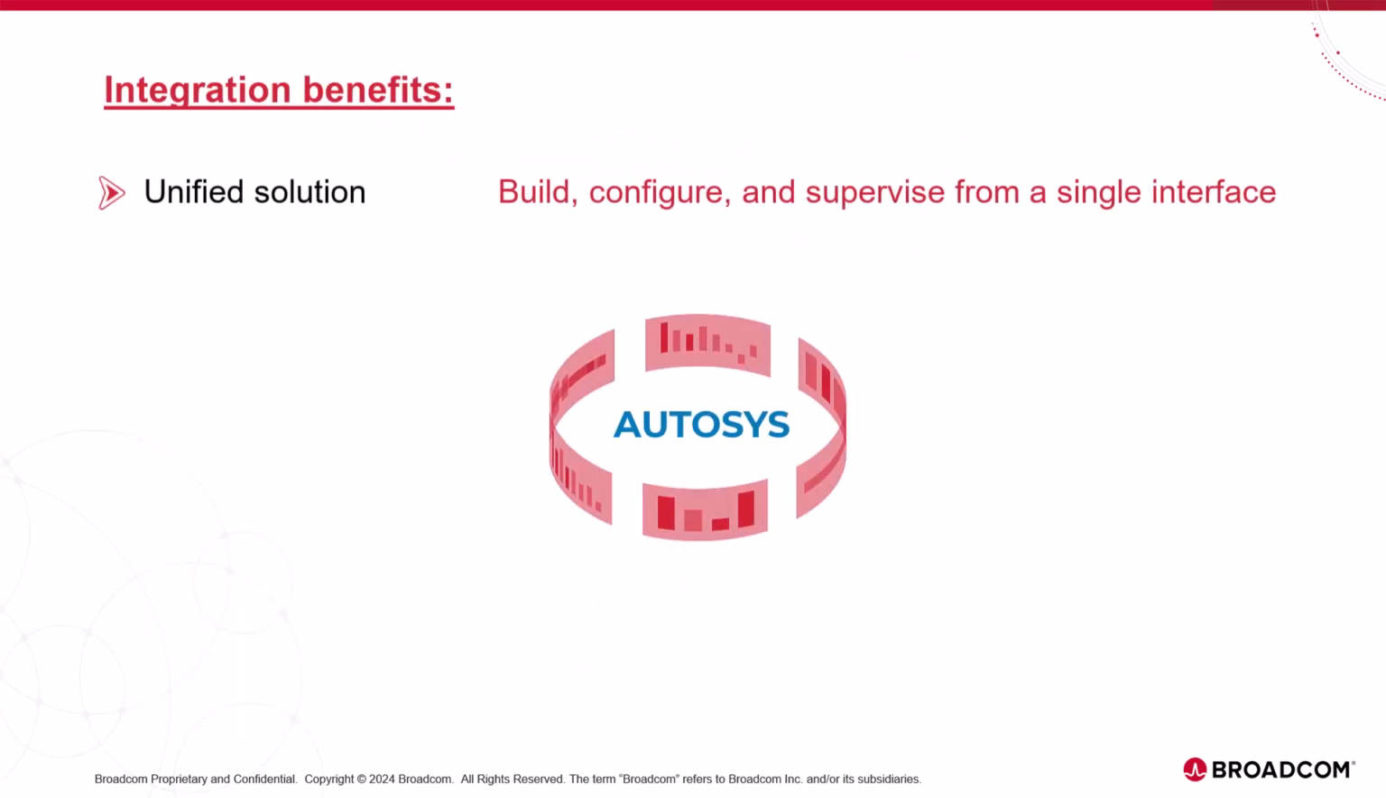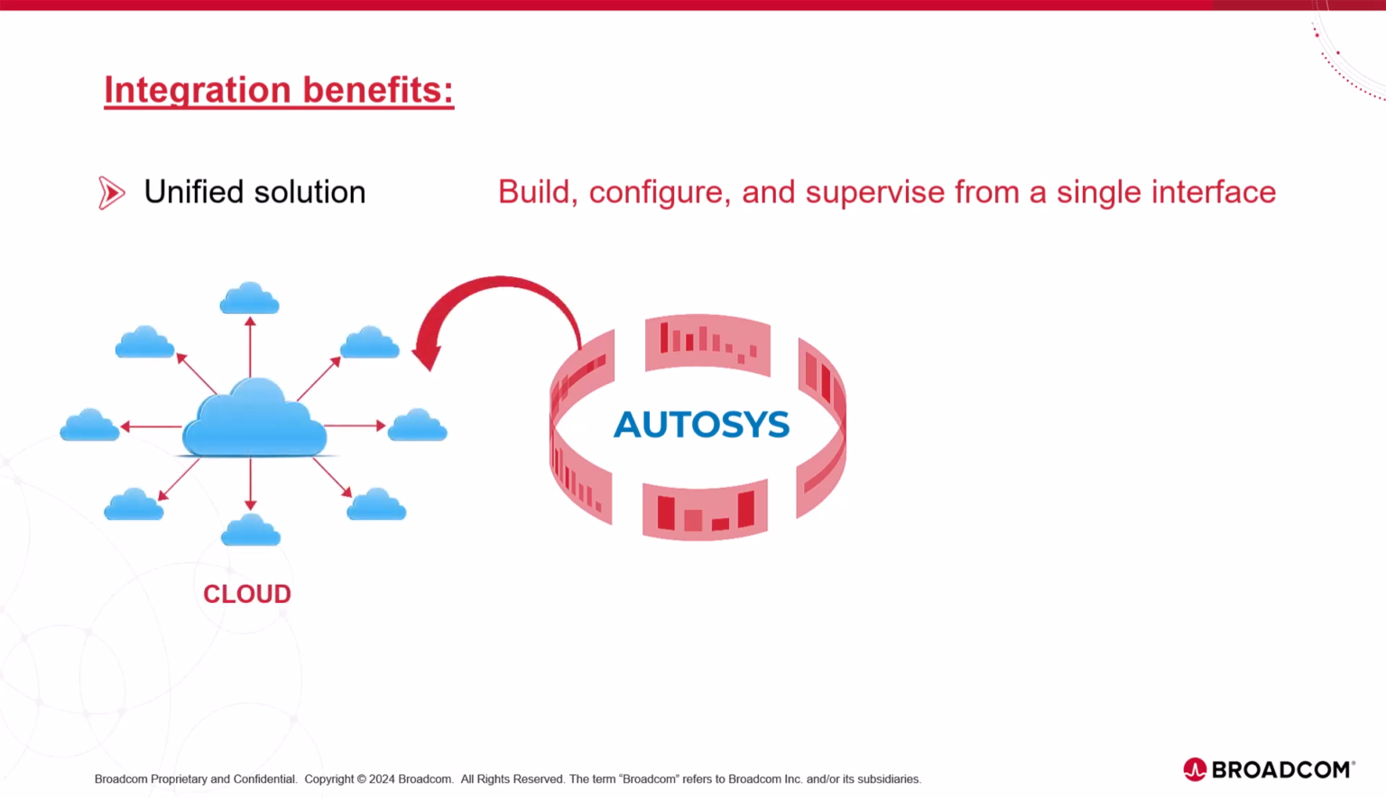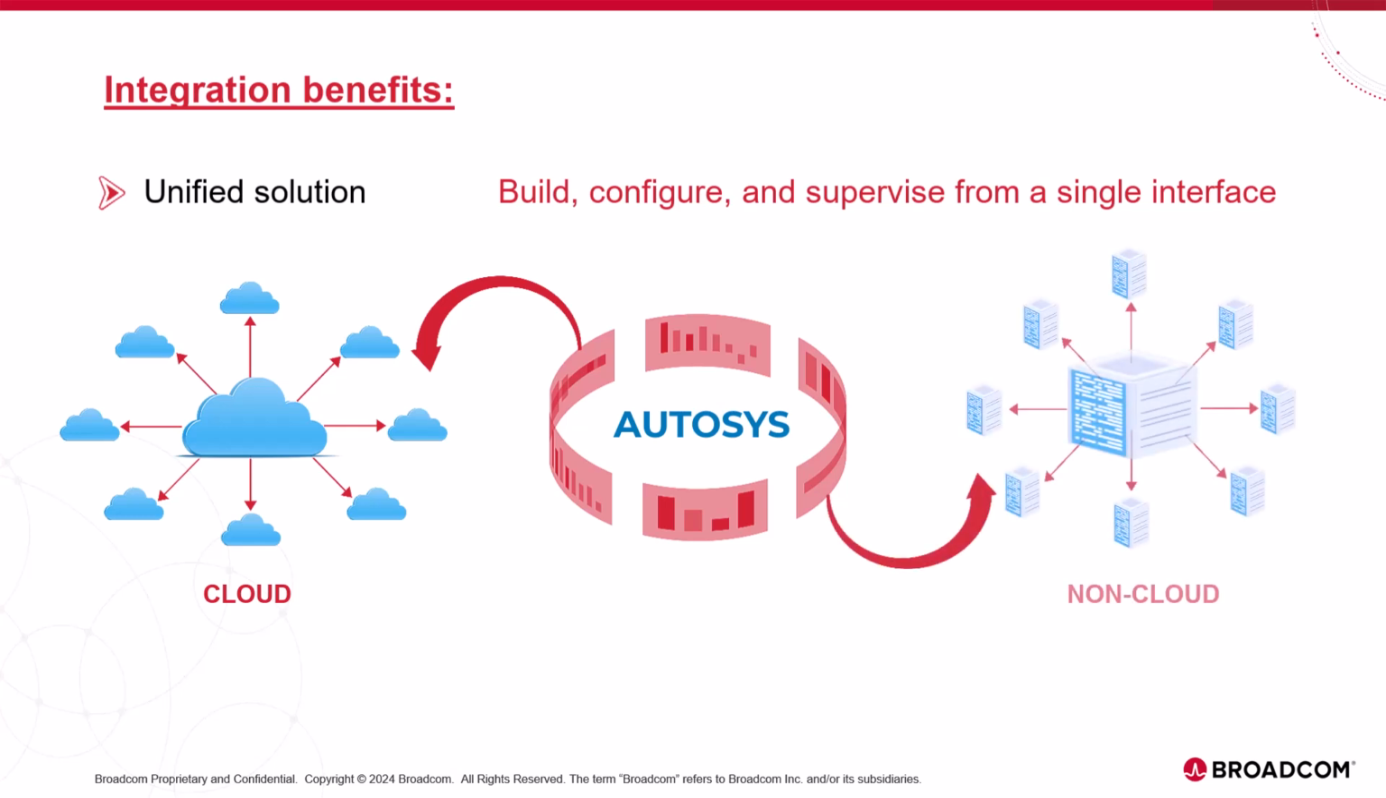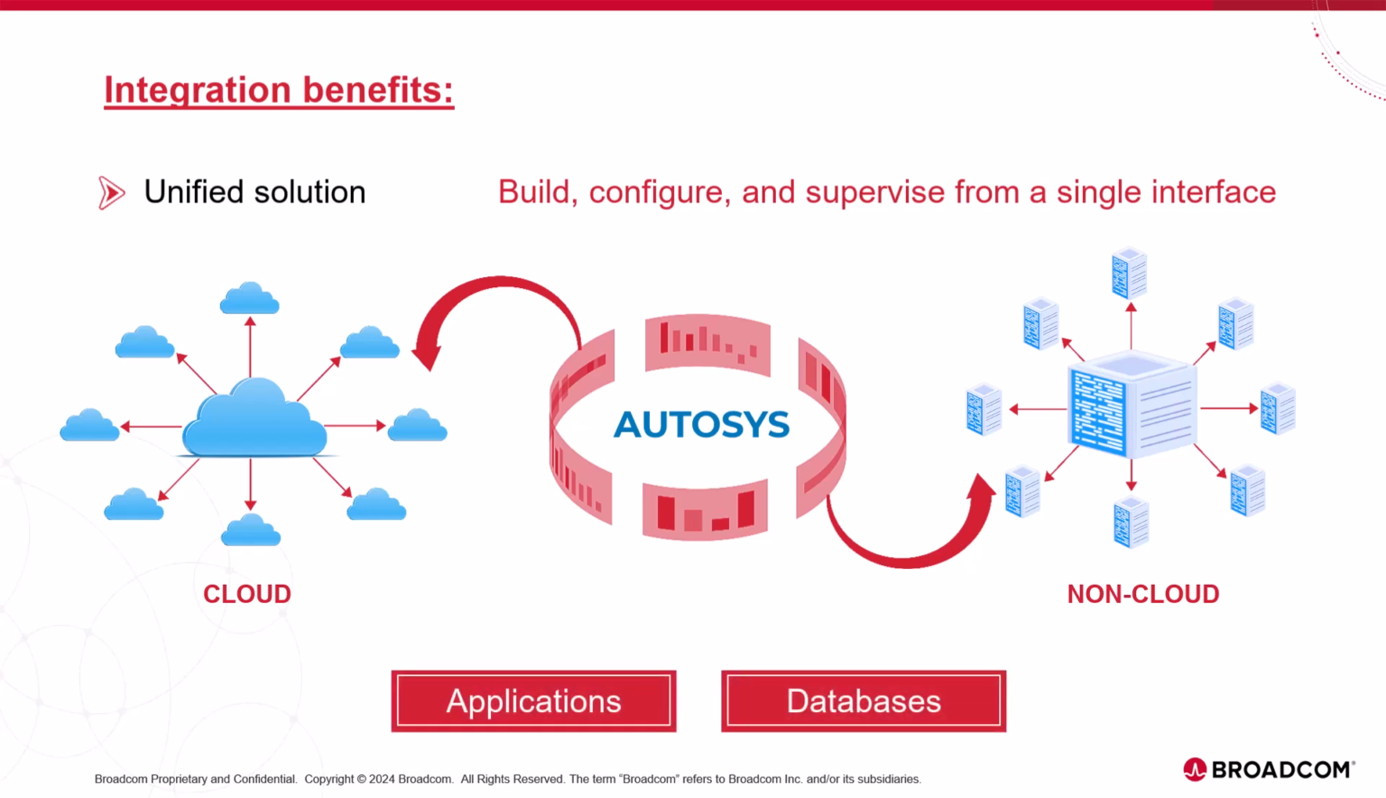AutoSys plays a central role in orchestrating operations across multiple environments, including the cloud, and synchronizing these processes with other non-cloud operations. Integrating Azure Blob allows us to centrally configure process automation in AutoSys. Subsequently, we can trigger, monitor, and supervise all processes from a single interface. These Azure Blob processes seamlessly sync with different environments supported by AutoSys, such as applications and databases.